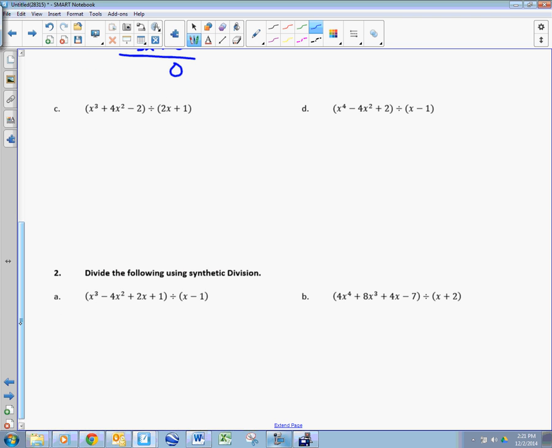Try letter D. x to the fourth minus 4x squared plus 2, divided by x minus 1. Make sure that you are careful with your plus and minus signs. Make sure you put your placeholders in. Okay, I'm going to put the answer on the board. I'm going to work through the problem here.